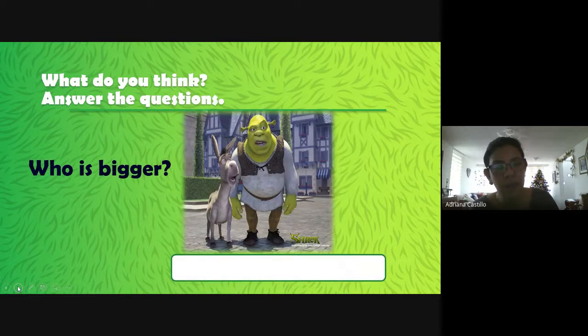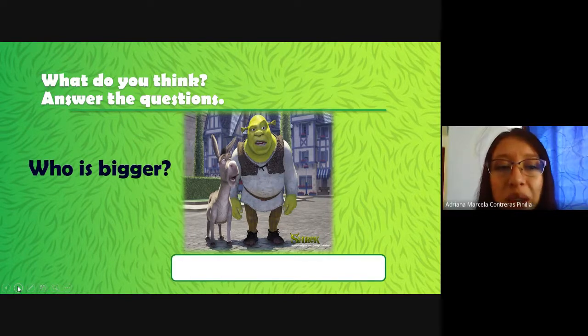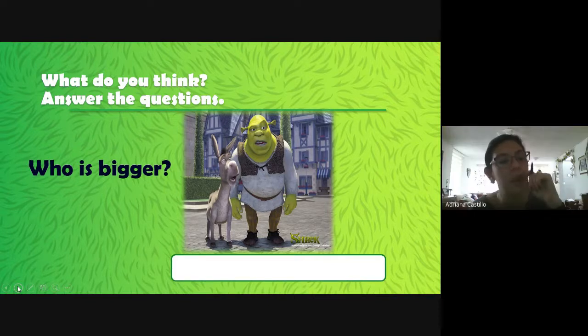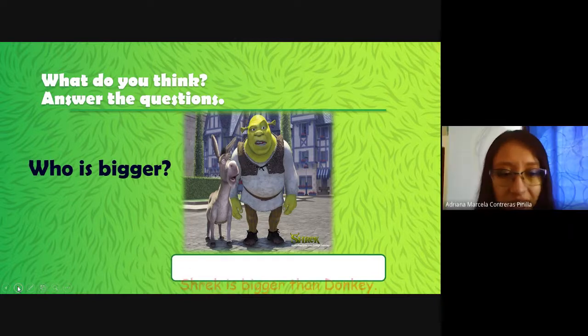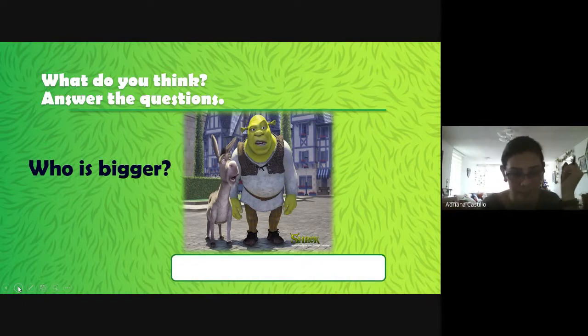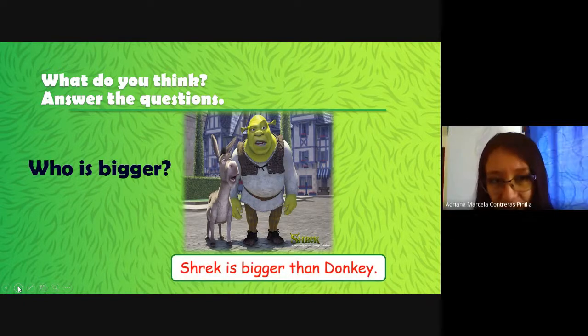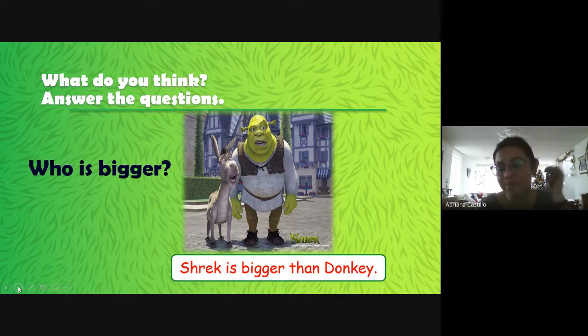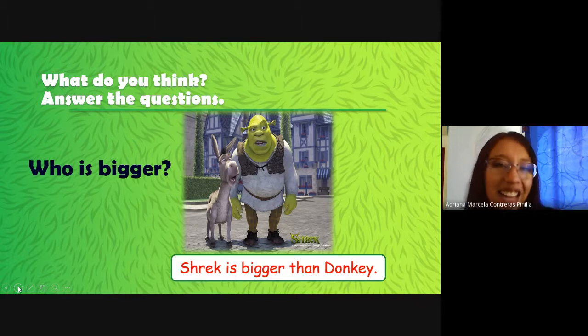Who is bigger? Shrek is more bigger than... I forgot the name. No, don't say more bigger, say bigger than... donkey. Yes. Again. Shrek is bigger than donkey. Yes, very good. Don't forget the rule: ER, the word more is just for long adjectives, please.